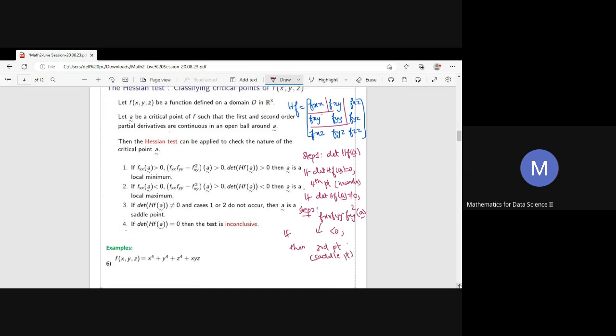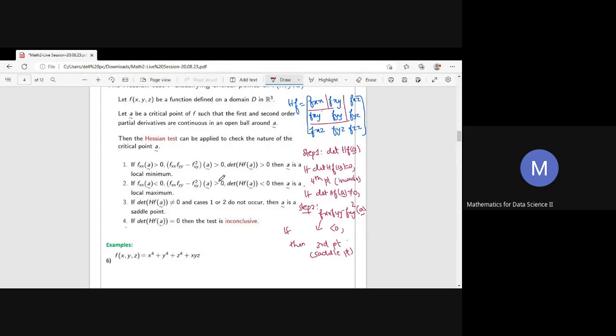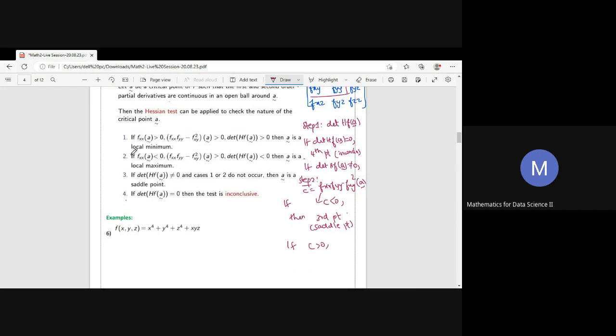And if this value is, suppose let us say it is positive. Let me give it some name, say C. If C is positive, then you go to step 3. Then you look at what is the sign of fxx at A tilde. If this is positive, then it is a minimum, and if it is less than 0, it is a maximum.